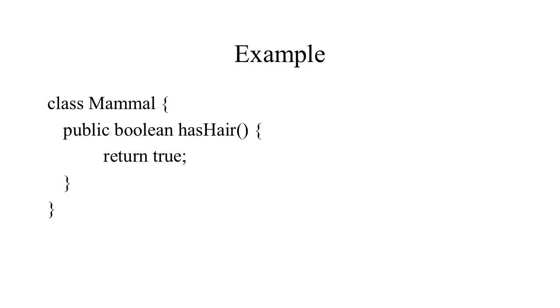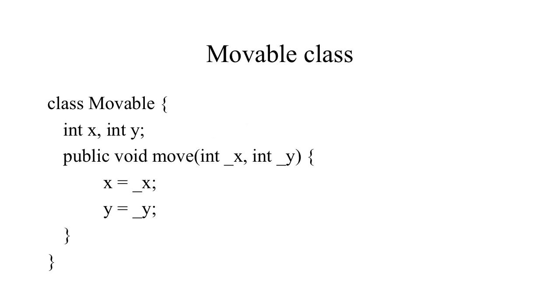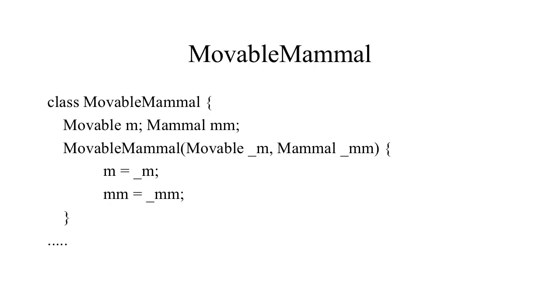So here's the class Mammal, and we have some property about hair. Mammals have hair, so we return true. Here's something else called Movable. With class Movable, we support the move method, which allows us to change the location in 2 dimensions of the object. Now suppose you want a movable mammal. Well, the movable mammal has both a Movable instance and a Mammal instance. But a movable mammal is not something you can get through multiple inheritance of implementation, because Java doesn't have multiple inheritance of implementation. It only has multiple inheritance of interfaces.